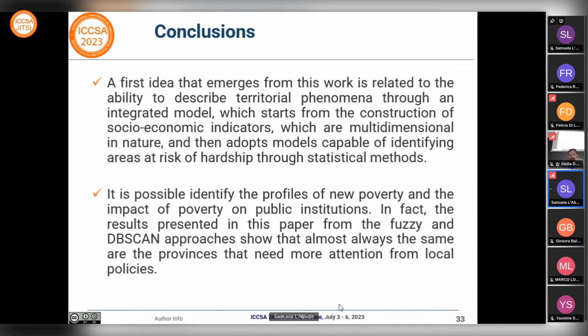It is possible to identify the profiles of new poverty and the impact of poverty on public institutions. In fact, the results presented in this paper from the FADSI and DBSCAN approaches show that almost always the same are the provinces that need more attention from local policies.